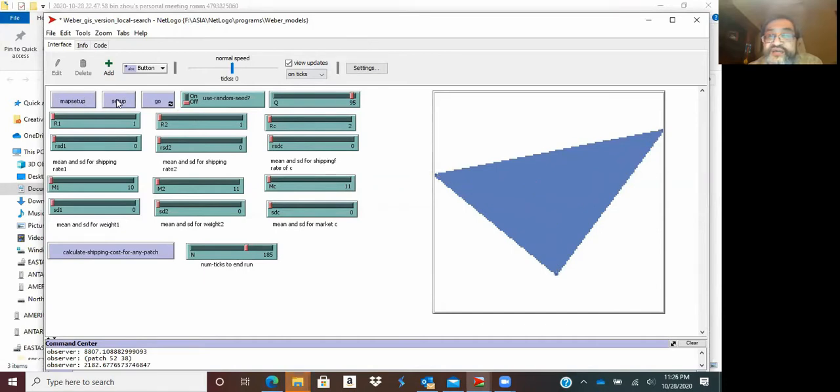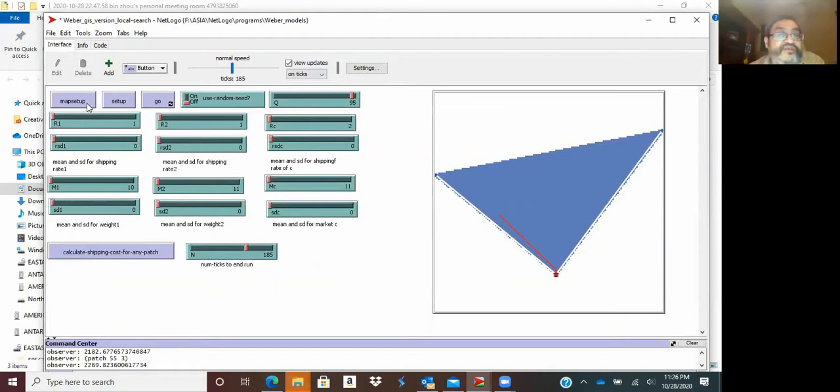Okay, again, let's set up a random site within the triangle. This is a random site. Let's go. Obviously, when you increase the shipping cost for the final product, that makes this corner become the really optimal location of production.